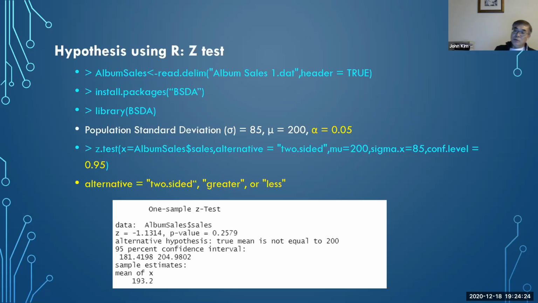Okay, now using R, we assume that we know the population standard deviation, then we use a Z test for the hypothesis test. Okay, let's open R and RStudio.